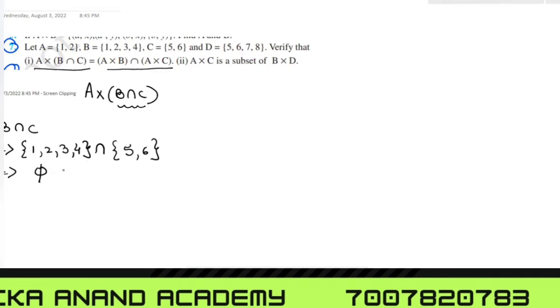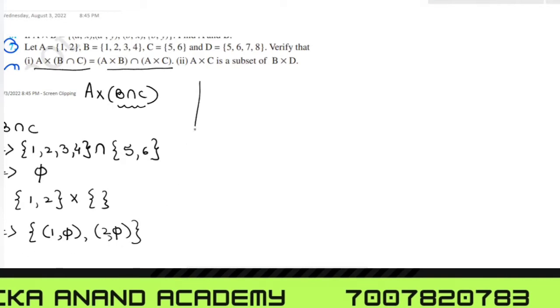Now A cross B intersection C. That means A cross, we have 1 comma 2 and cross null set. So if we make the ordered pair, that is 1 null set, then 2 null set. Finish. Now it's a typical question. I can't imagine that it will be the answer because I haven't solved that.